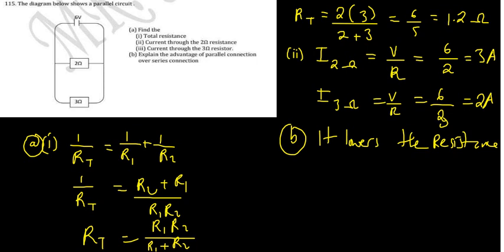Okay, look at this. This was 2 ohms, and then this is 3 ohms. After finding the total, it gave us 1.2, which is small. But if these were in series like this, 2 ohms and 3 ohms, to find the total we would have just added 2 plus 3, which would have given us 5, meaning that the resistance would have been higher. So in parallel the resistance is lowered, and that is an advantage because more current is able to pass.